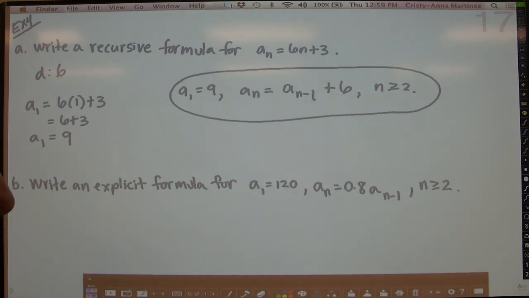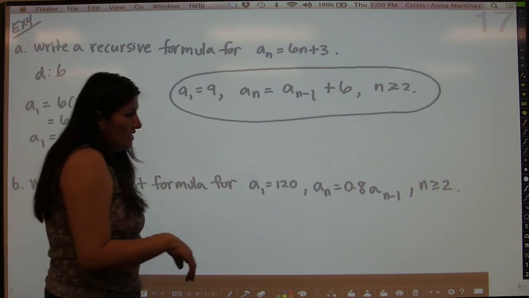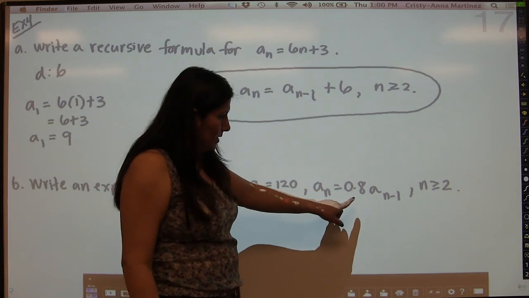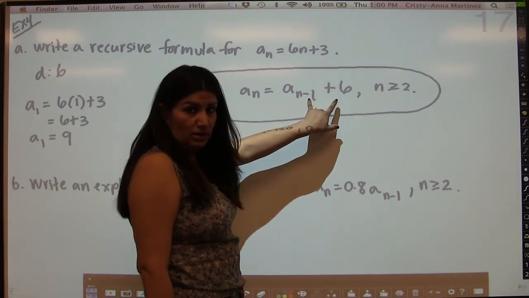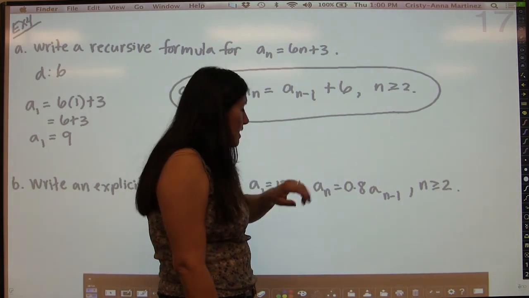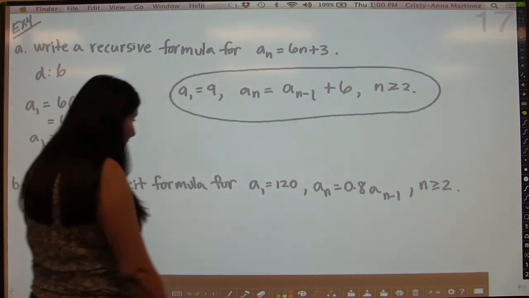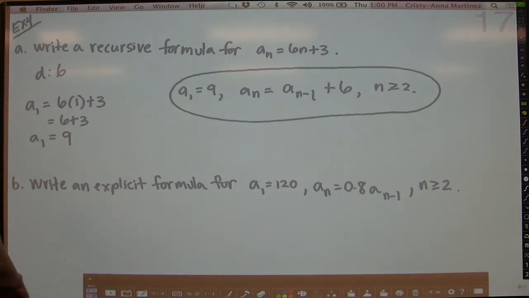All right. Then in part B, we're doing basically what we did in the previous example with the word problem, and that is to write an explicit formula for this little guy. Alrighty, so we know that this is going to be a geometric sequence because we have the multiplication going on instead of the addition that happens with the arithmetic sequence. This is a geometric sequence, and the common ratio is 0.8. The first term is 120.